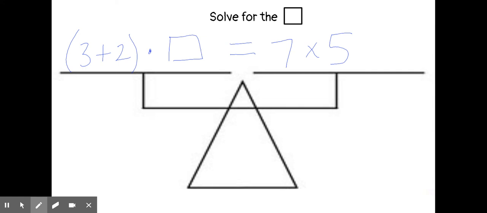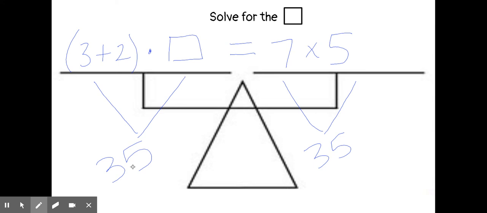Is that allowed? Absolutely. What I'm going to do is start on the right side because I can figure out what 7 times 5 is. 7 times 5 is 35. So that means everything over here has also got to equal 35. I'm on a balance. There's an equal sign in the middle. One side has got to equal the other side. So if my right side equals 35, my left side has got to equal 35.